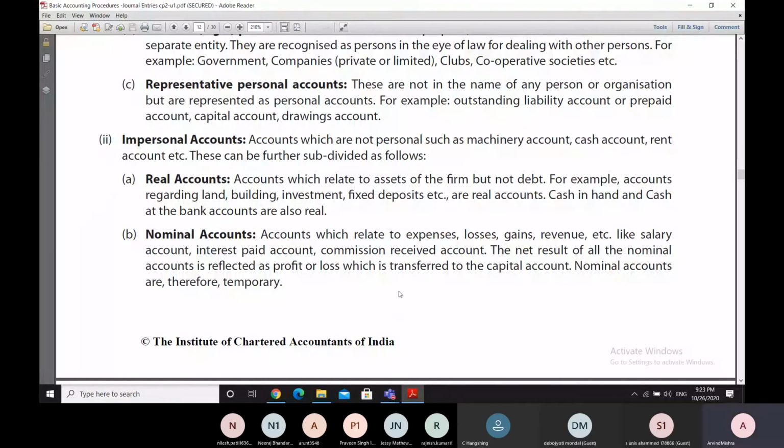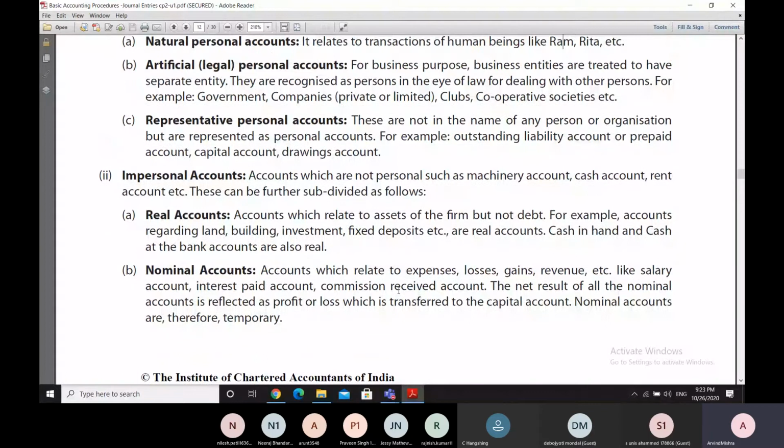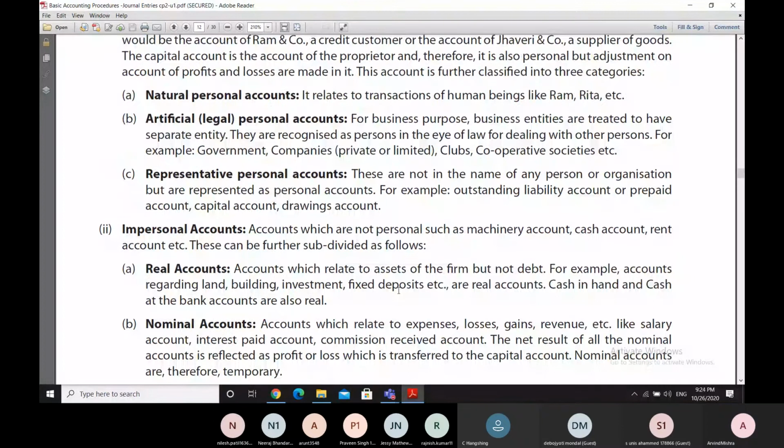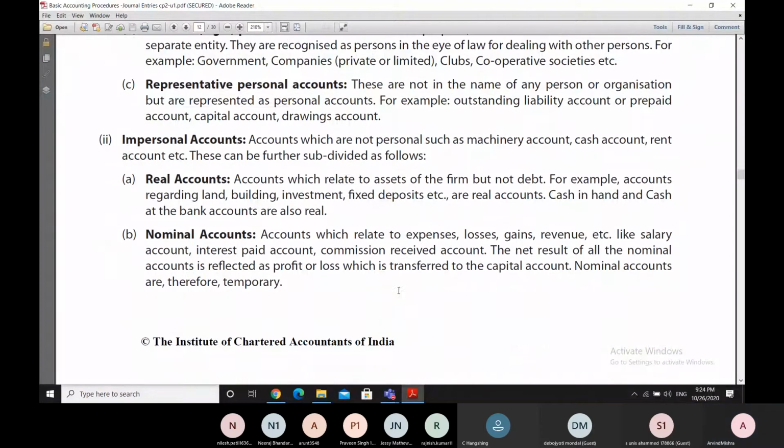So when you have to draw a distinction between personal and impersonal account, we have to be very, very clear. The first distinction we have to draw is personal or impersonal. Among impersonal, we have to draw the distinction between real and nominal. And among personal accounts, the distinction has to be drawn between natural person, legal person or artificial person, and group of persons, which are representative personal accounts.